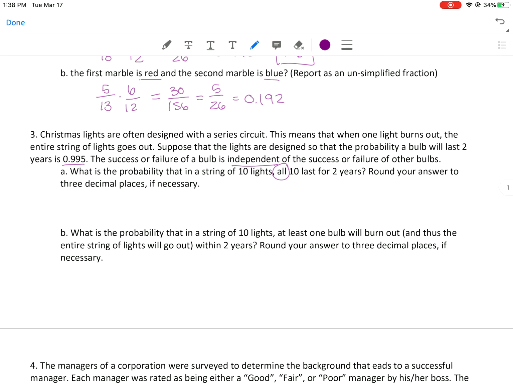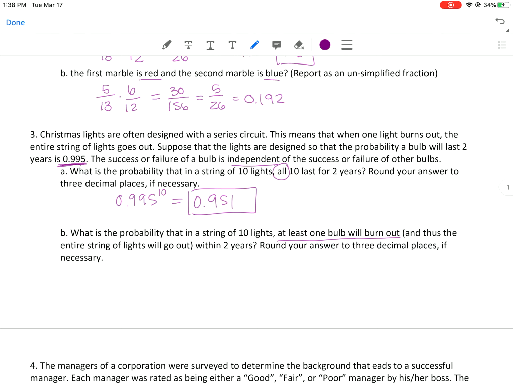So the probability that the last 2 years is 0.995, and if we've got 10 of them, you can think about it as multiplying that 0.995 10 times, but the easier thing to do is raise it to the 10th, and when we do that, we end up with 0.951.